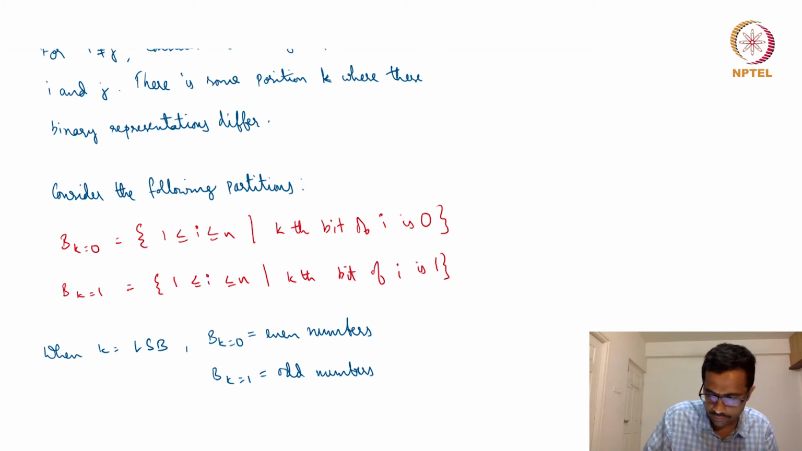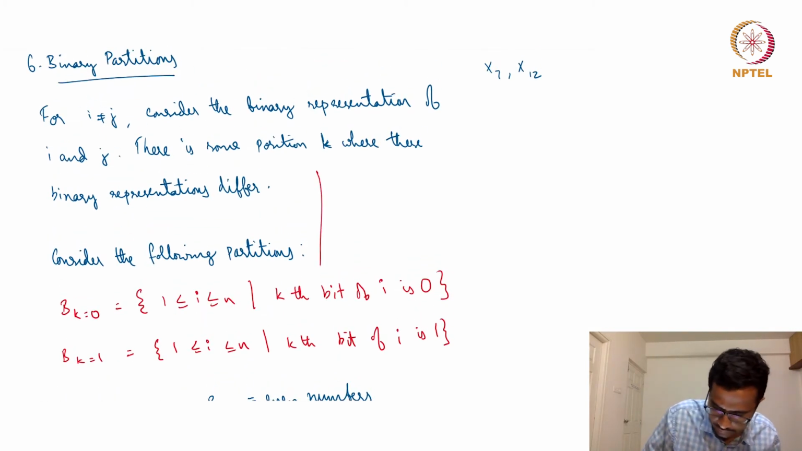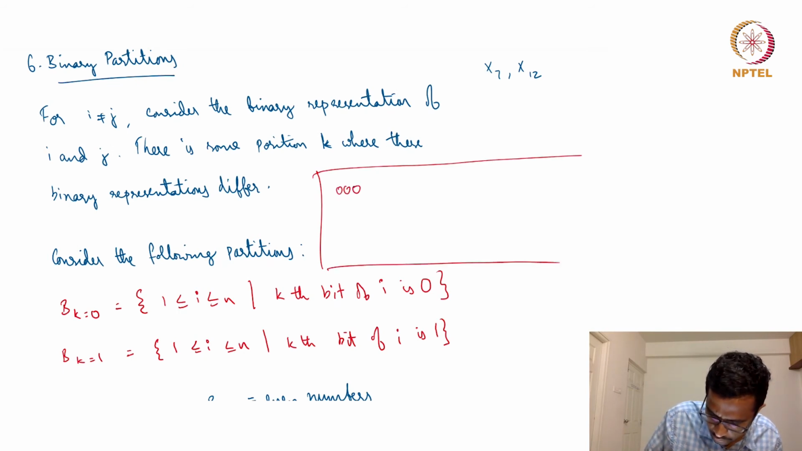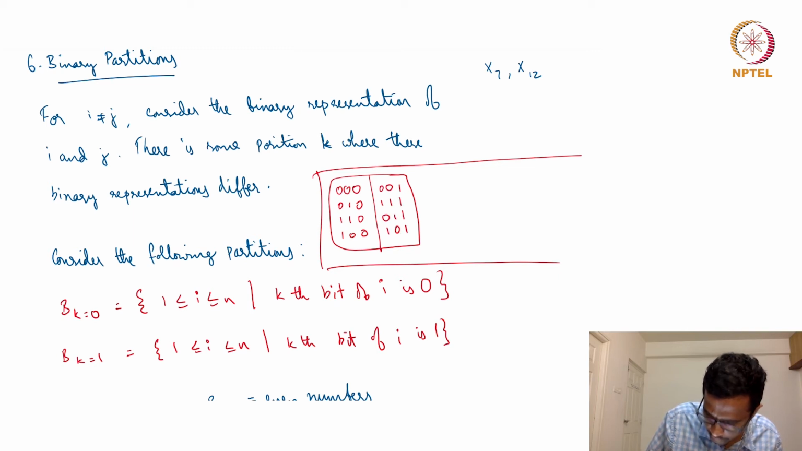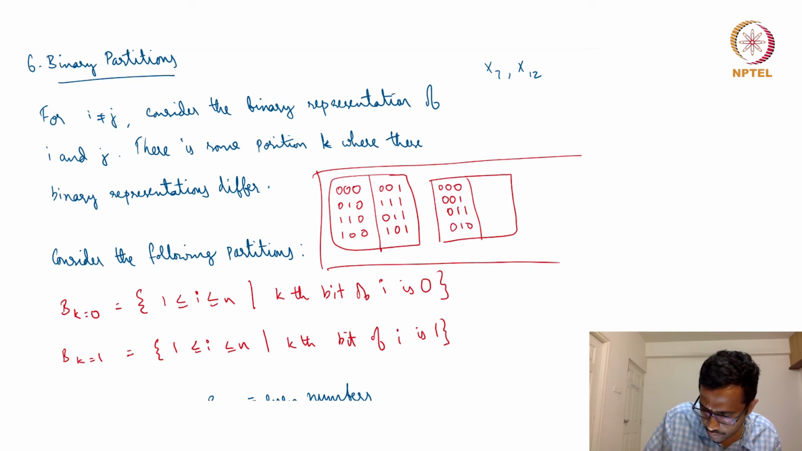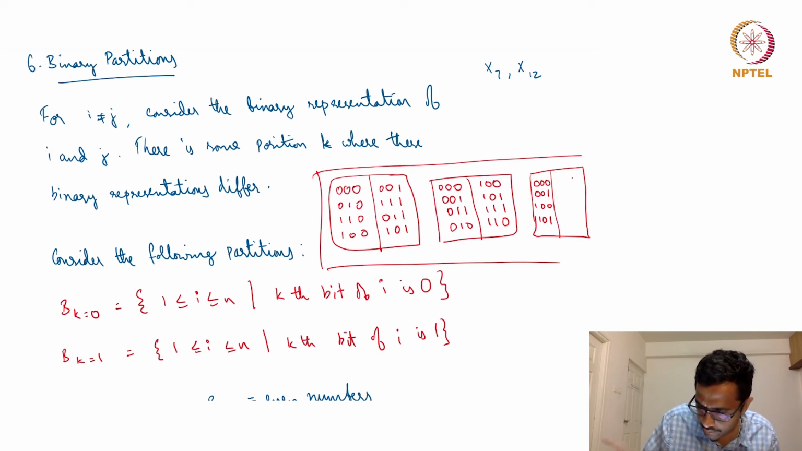Perhaps I'll just write it down anyway. So the first partition is 0 0 0, 0 1 0, 1 1 0, 1 0 0 on one side, and 0 0 1, 1 1 1, 0 1 1 and 1 0 1 on the other. This is the first partition. Second partition is 0 0 0, 0 0 1, 0 1 0, 1 0 0, 1 0 1, 1 1 0, and so on. And finally, based on the middle bit, 0 0 0, 0 0 1, 1 0 0 and 1 0 1 on one side, and the rest on the other.